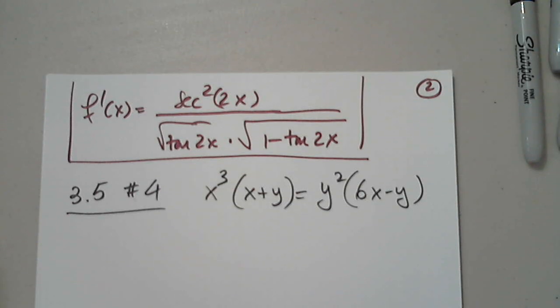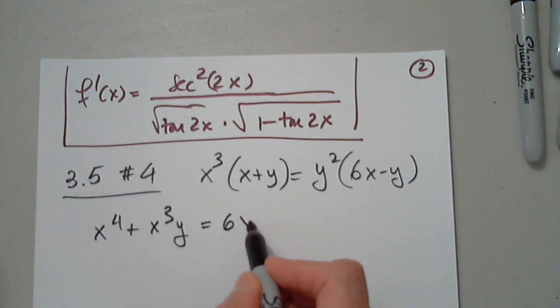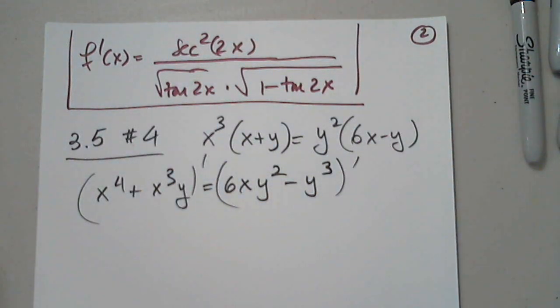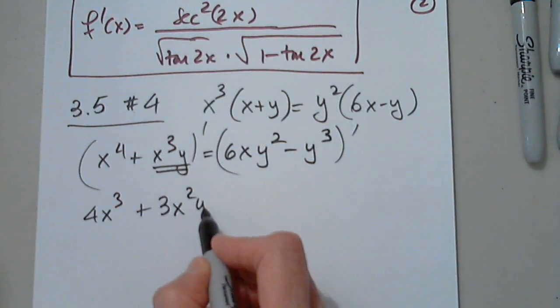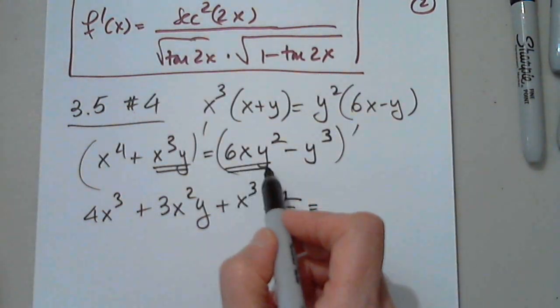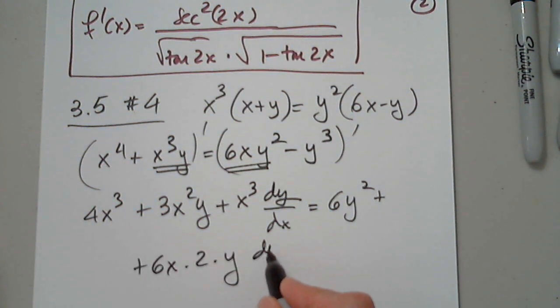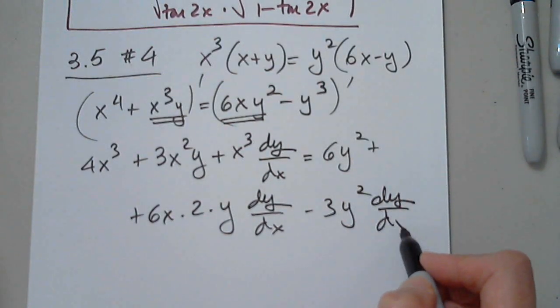Okay. Well, what are we asked to do? Differentiate implicitly, yep. So find dy over dx. Okay, good. So I have x to the 4th plus x to the 3rd y equals 6xy squared minus y to the 3rd. And now I'm ready to differentiate implicitly. So this is 4x cubed plus, this is the product rule, 3x squared y plus x cubed dy over dx. Product rule again, 6y squared plus 6x times 2 times y times dy over dx. And then minus 3y squared dy over dx.